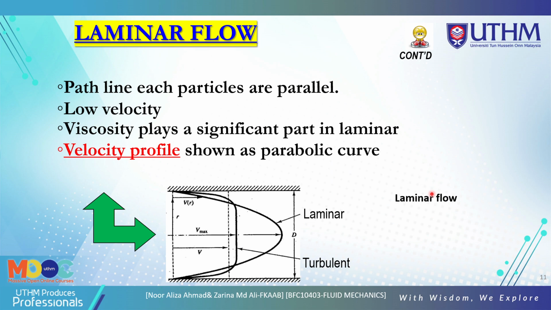Okay, so now we look at laminar flow. Laminar flow is a path line flow. Each particle is parallel. It has low velocity, and viscosity plays a significant part in laminar flow. The velocity profile of laminar flow is a parabolic curve, and the Reynolds number is less than 2000. So this is called laminar.